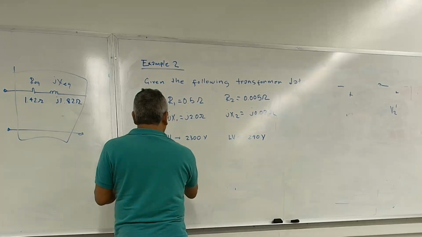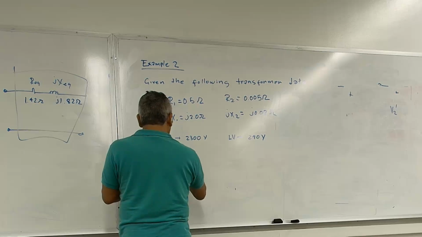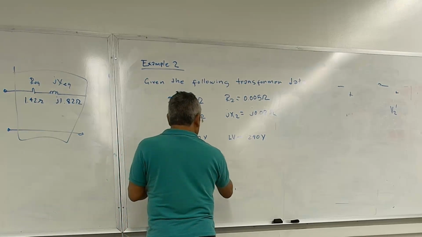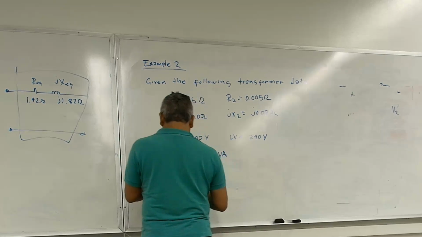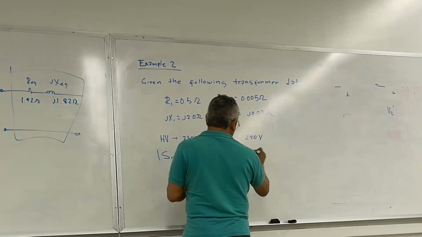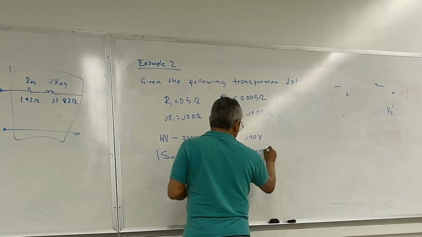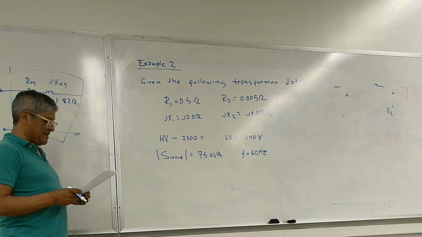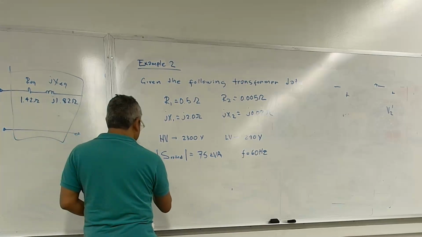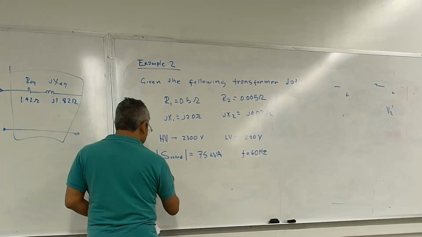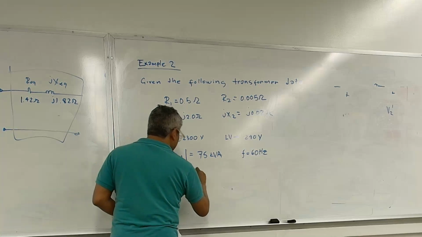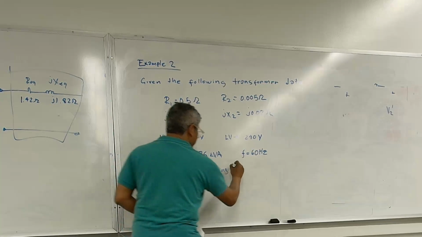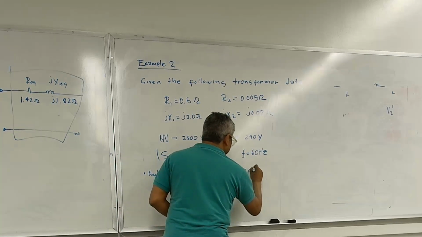The rating of this transformer is rated for 75 kVA, kilovolt amperes. The frequency, of course, 60 hertz. Doesn't matter, of course it matters. Transformer is being designed for that. Put 60 hertz. And then we're going to say here, neglect the magnetizing branch of the transformer.